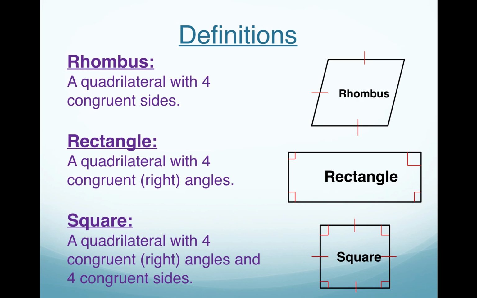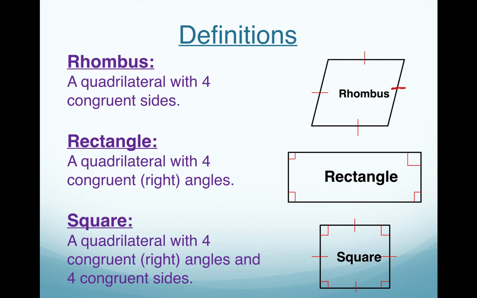So first, a rhombus is a figure with four congruent sides. This one should be marked as well. So a rhombus is a quadrilateral with four congruent sides, as you can see from the picture that is labeled rhombus. All sides are congruent.